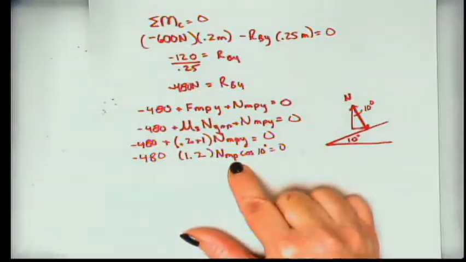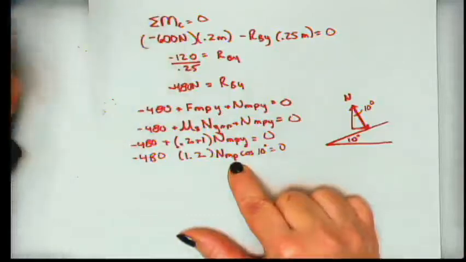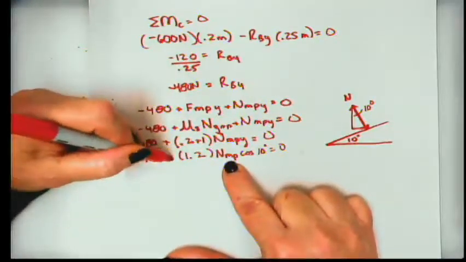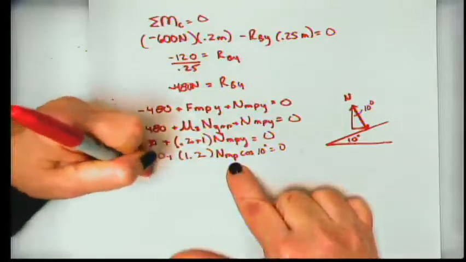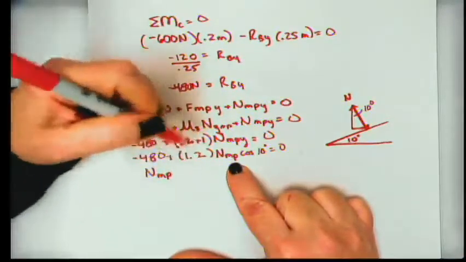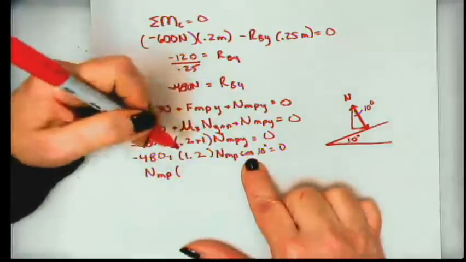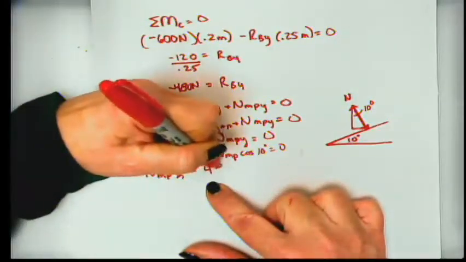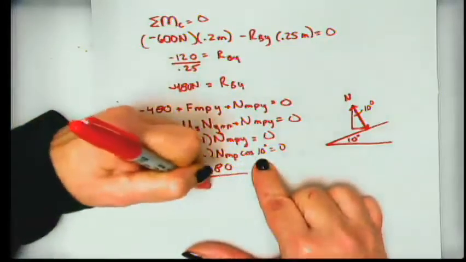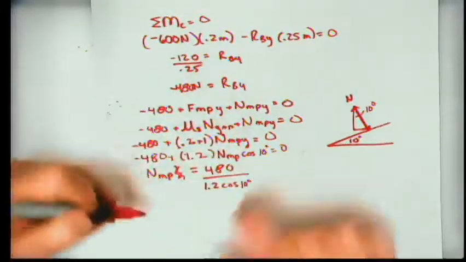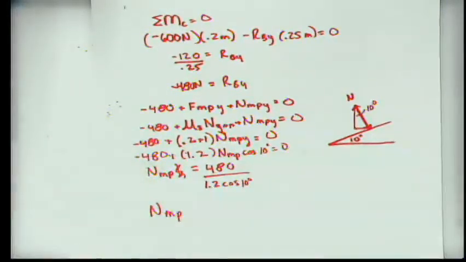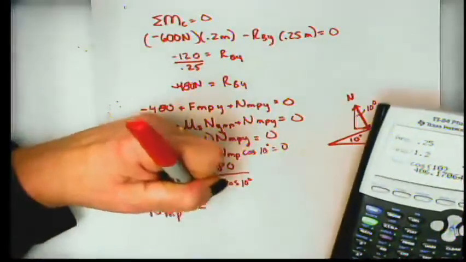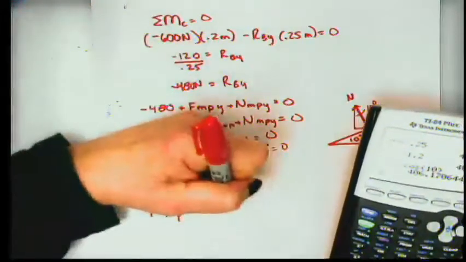And I can finally solve for the normal force between the machine part and the wedge. All right. So to do that, I'm going to bring 480 over to the other side, and I get the normal force of the machine part times, let me just do this, equals 480 divided by whatever this is multiplied by. And then I get the normal force between the machine part and the wedge, and I can make that solution right now. All right, so I get 480 divided by 1.2, divided again by the cosine of 10 degrees. And that total number is 406.17 newtons.